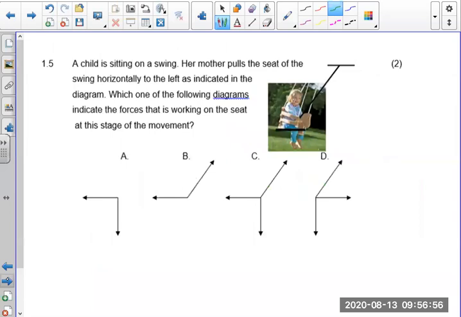The child sitting on a swing, the mother pulls the seat of the swing horizontal to the left as indicated in the diagram. Which one of the following diagrams indicate the force that is working on the seat at this stage of movement? So the moment when she pulls the swing. Actually what they want us to do is recognize the correct forces diagram, which is going to be number C. I think that one was one of the easier ones.